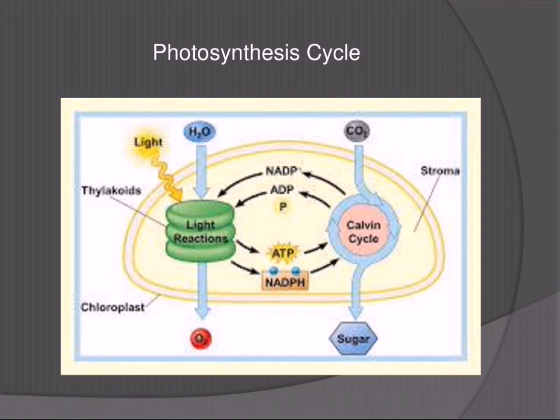Then the converted ATP and NADPH2 move to the Calvin cycle. That is the light independent reaction, for which light is not required, and it takes place in the stroma of the chloroplast. At this stage, carbon dioxide from the atmosphere enters the Calvin cycle, and this carbon dioxide gets reduced to glucose or sugar.